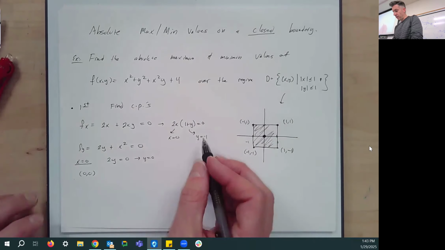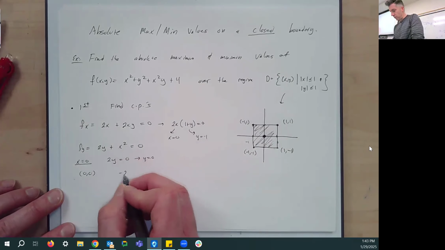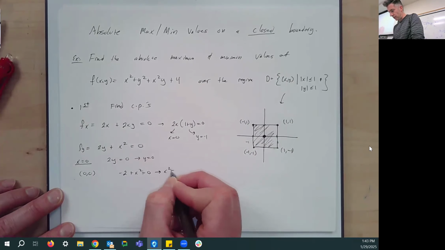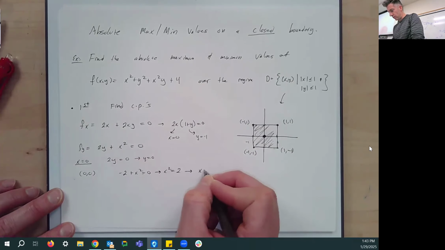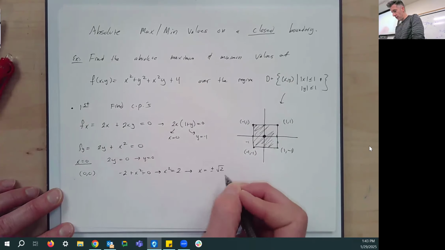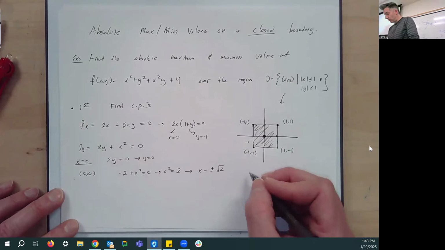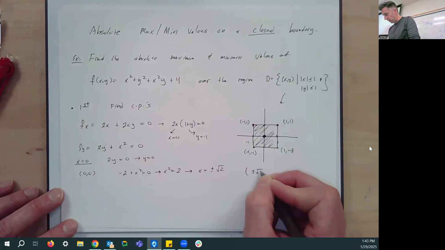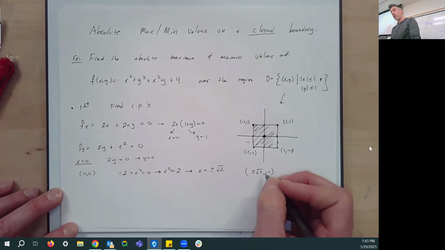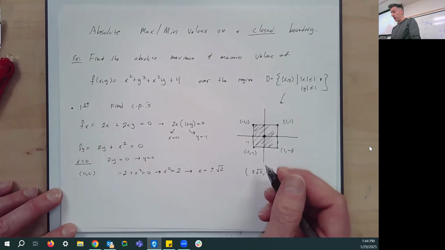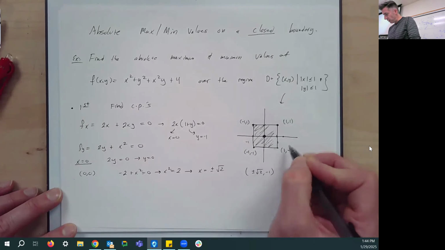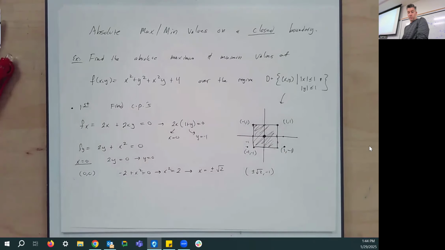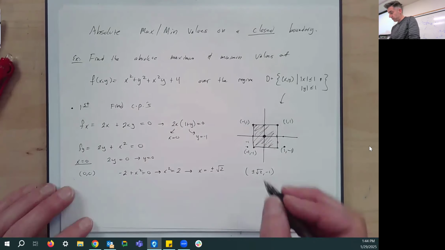And then if I plug in y equal to -1, I get -2 plus x squared equal to 0, which leads to x squared equal to 2, which leads to x equal to plus or minus the square root of 2. My other critical points would be plus or minus √2, -1. However, square root of 2 is bigger than 1. So I'm looking at a point like here and here, outside of my region. So I'm not going to worry about those.